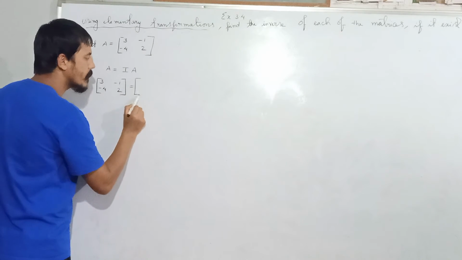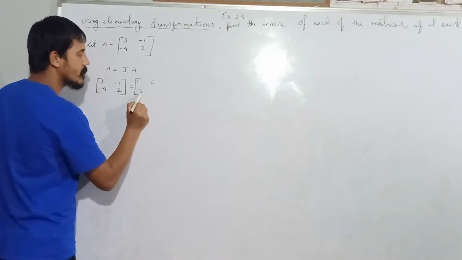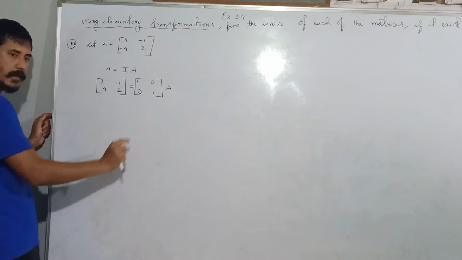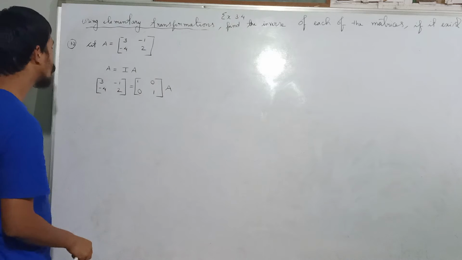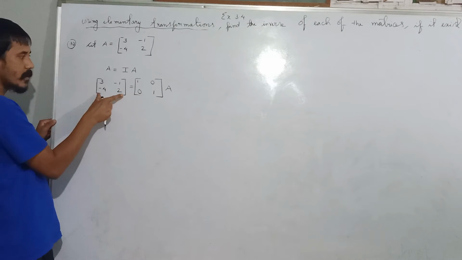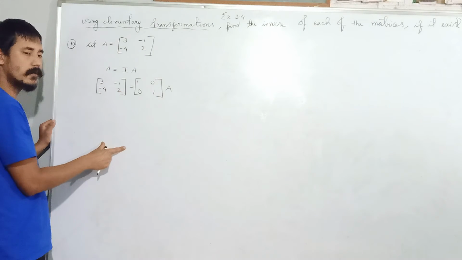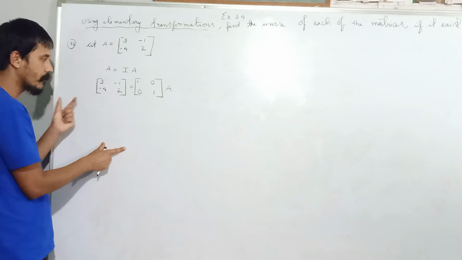I is your identity matrix of order 2, [1, 0; 0, 1] times A. I need not repeat writing it again. Okay, we need not do that. Now we have to convert the matrix on the left hand side to be equal to the identity matrix, right?